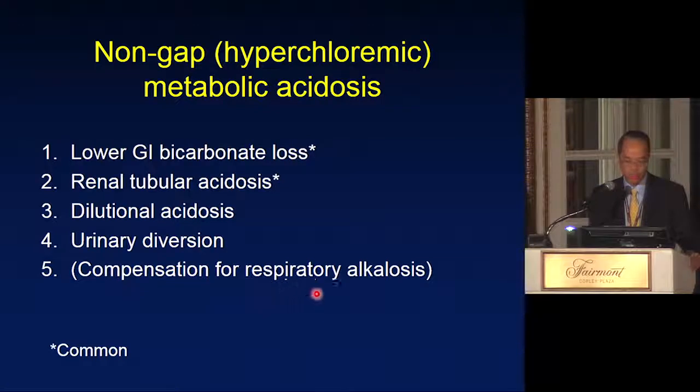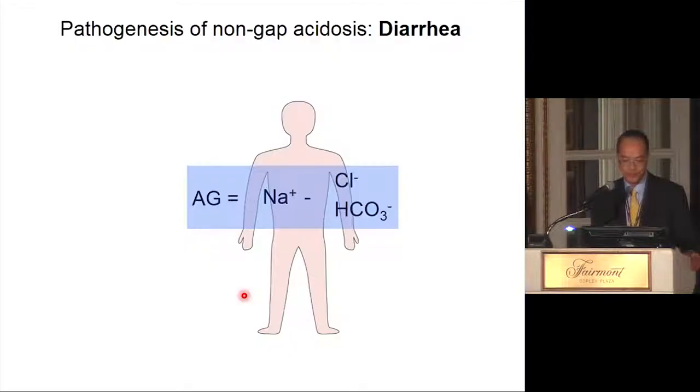and not really a real metabolic acidosis, but if patients have a primary respiratory alkalosis and their bicarb is lowered to compensate for it, there's no change in the anion gap. So if you just look at the serum values, they look like they have a non-GAP metabolic acidosis. So just something not to be fooled by.